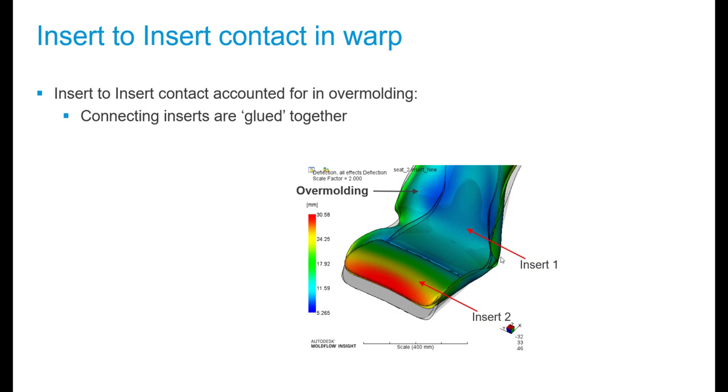Another big improvement is the way we treat insert contact. Until now, if you had multiple inserts that were touching, the inserts would be moving independently of each other, even though in reality they would be touching. When they're touching, you cannot actually move into each other's space. So in the new solver, connected inserts, even though they're different materials, are now glued together, and they will respond as a single body with possibly different material properties. They're stuck together and they continue to stick together.